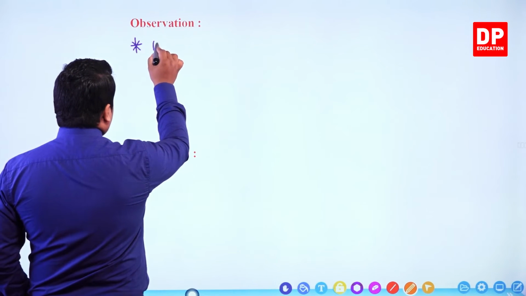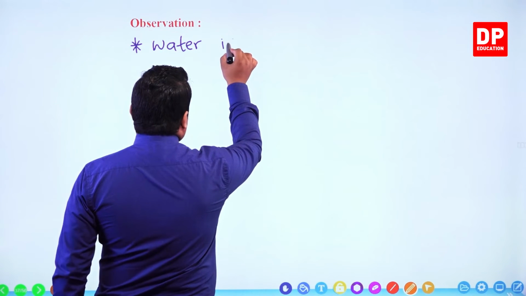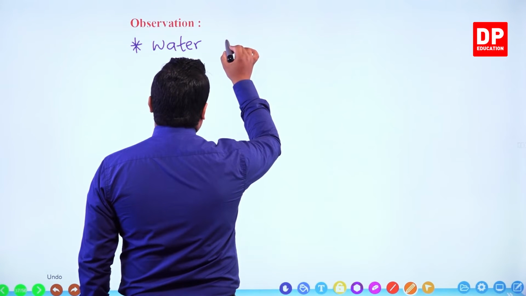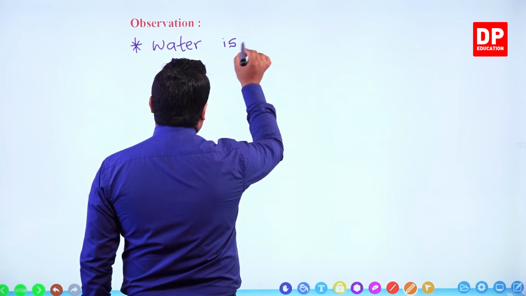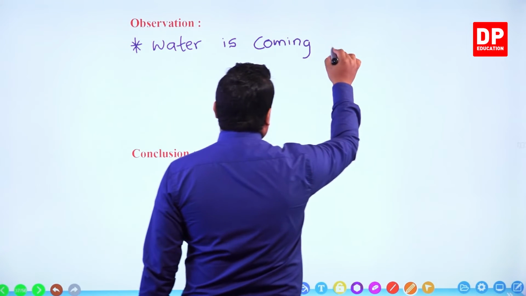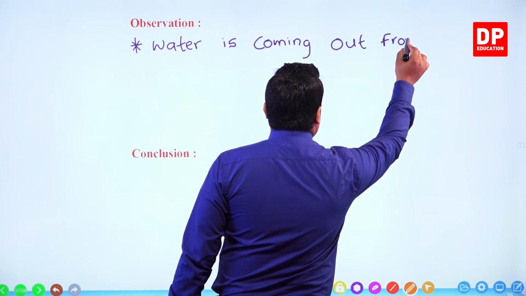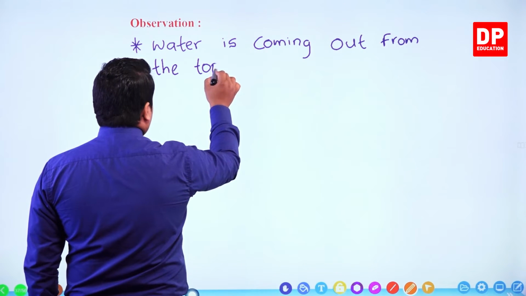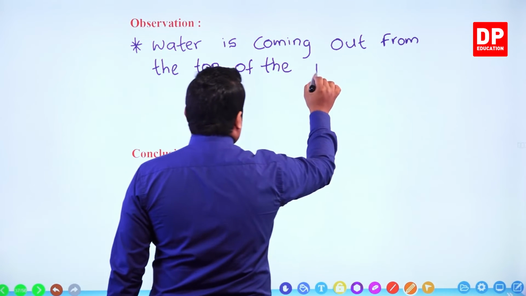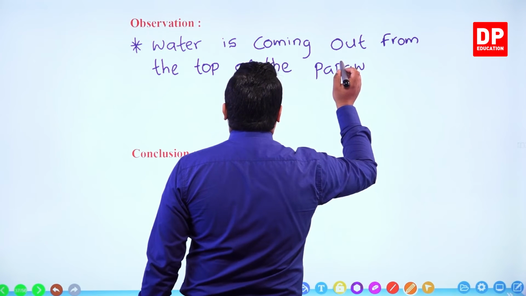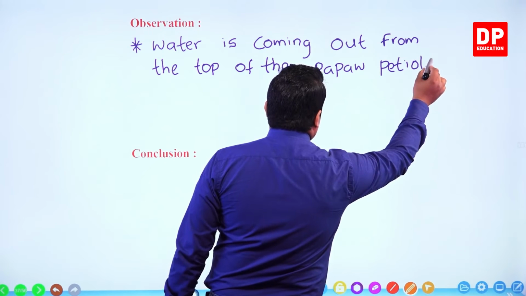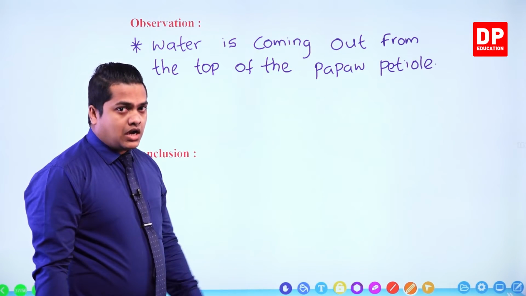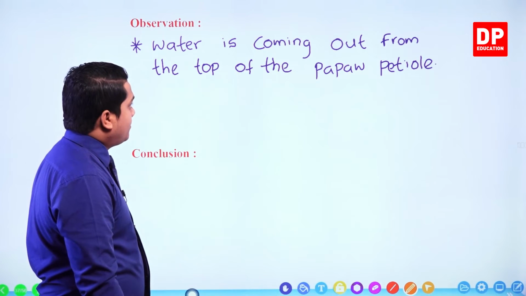Water is coming out from the top of the papaw petiole. So this is our observation. From the top of the papaw petiole, water is coming out, right? Water is coming out from the top of the papaw petiole.